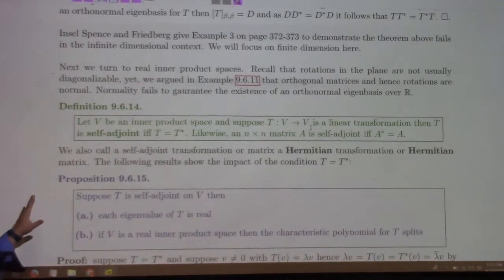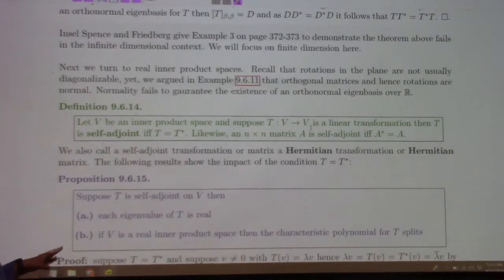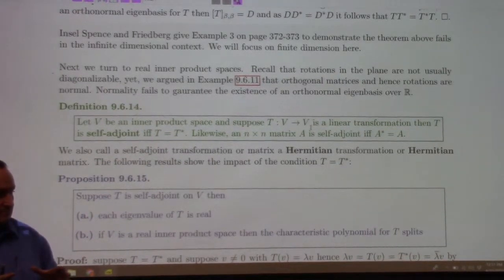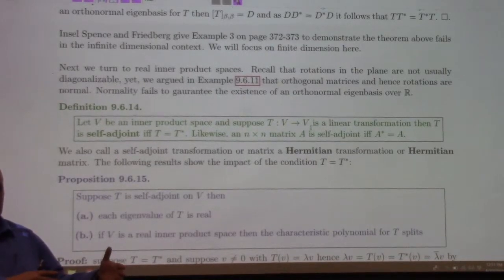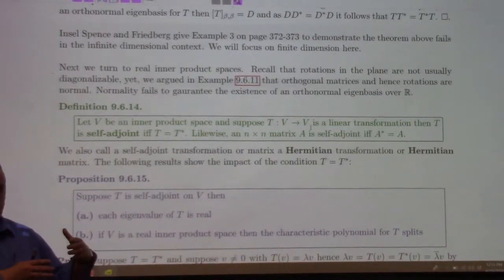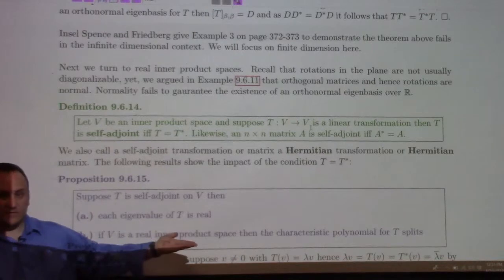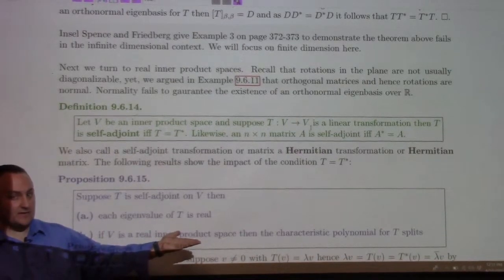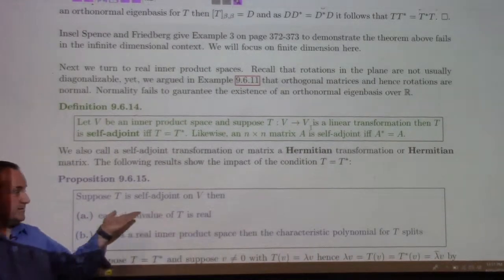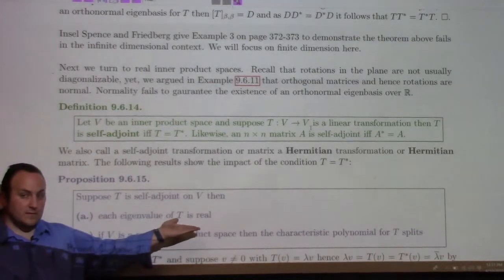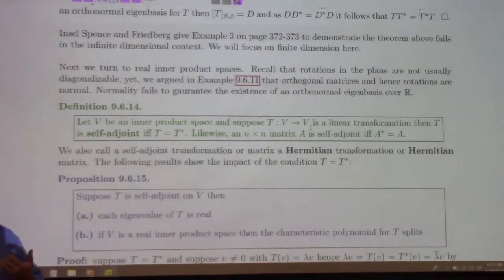So here's the take-home message from this. If you have a real symmetric matrix, it's self-adjoint. Therefore, its characteristic polynomial splits. That means it has all of its eigenvalues, and they're all real. So what this means is any symmetric matrix is diagonalizable. And not just that, it's diagonalizable in a really nice way. And that's what we're going to be looking at next time.